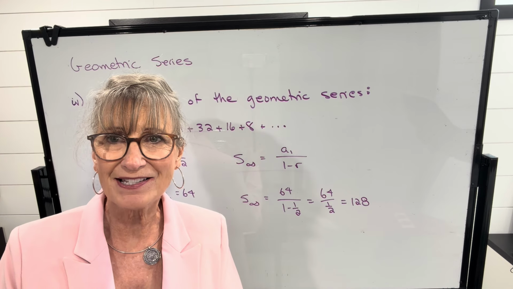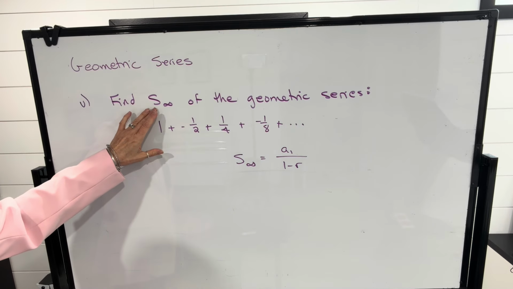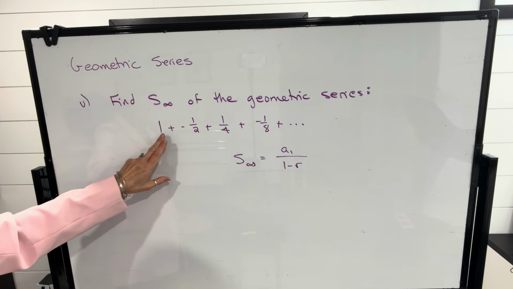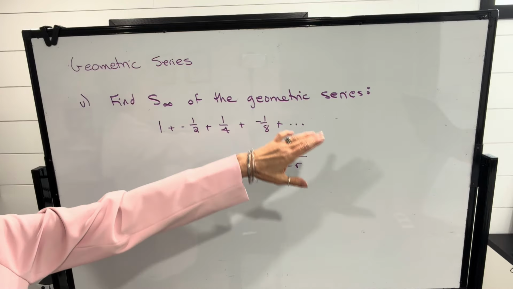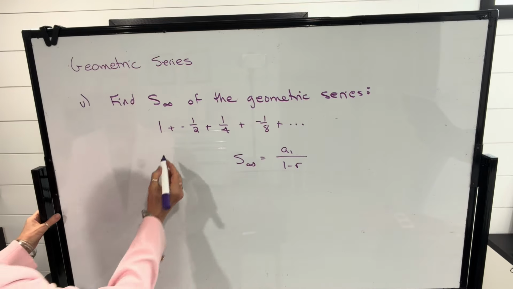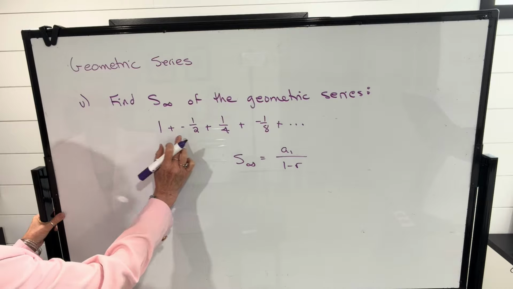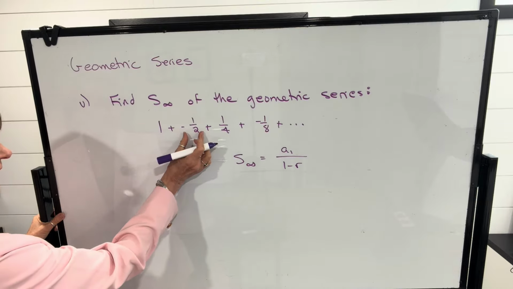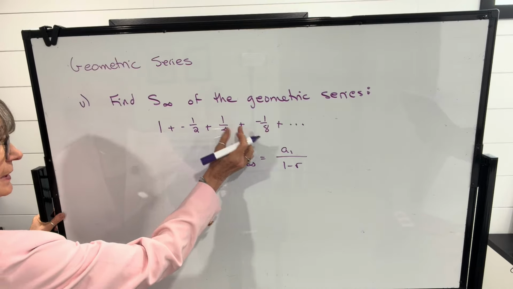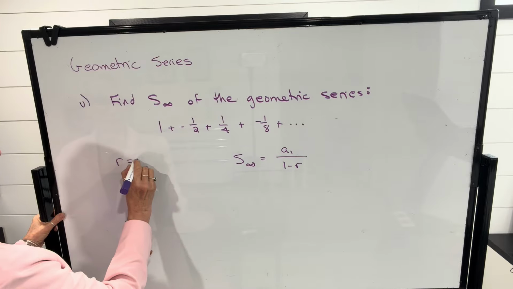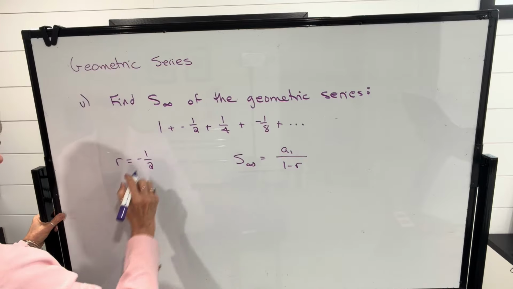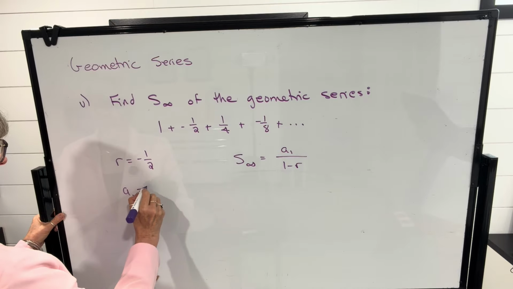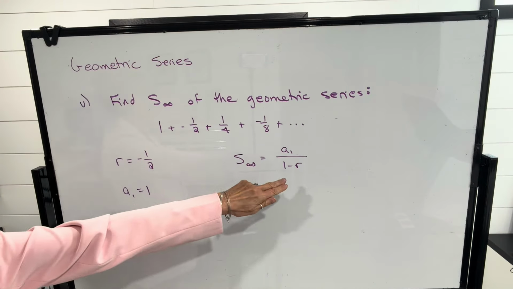Let's look at one last example. We want to find the infinite sum of the geometric series 1 plus -1/2 plus 1/4 plus -1/8, and so on. So we take a look at this and we can see that each number gets multiplied by -1/2 to get the next number. So that's our common ratio. We also need the first term, which in this case is 1.